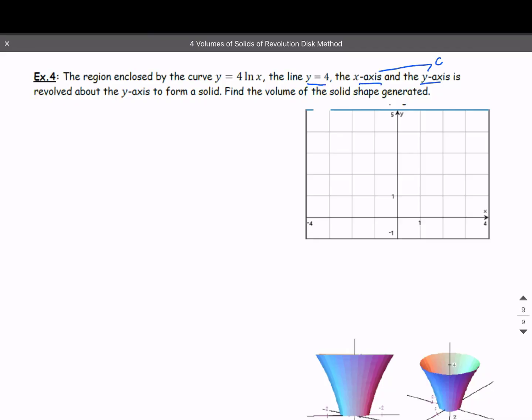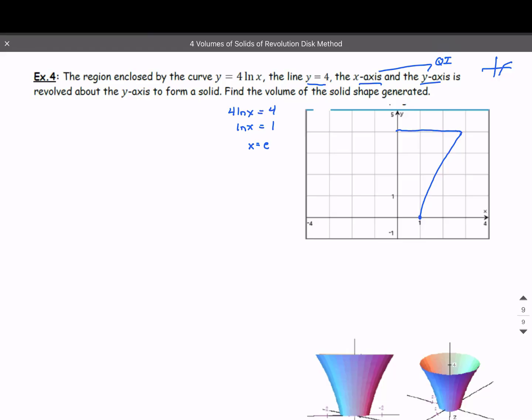So that's going to put us probably in quadrant 1, because I know that the natural log curve is over here in quadrants 4 and 1. So we're in the first quadrant, and I know this is going to be 0, 1, 2, 3, 4. And if I think about when do these meet, 4 natural log of x equals 4. That means the natural log of x is 1. That means x is e, which is about 3.7. So that's where they're going to meet, right about here.